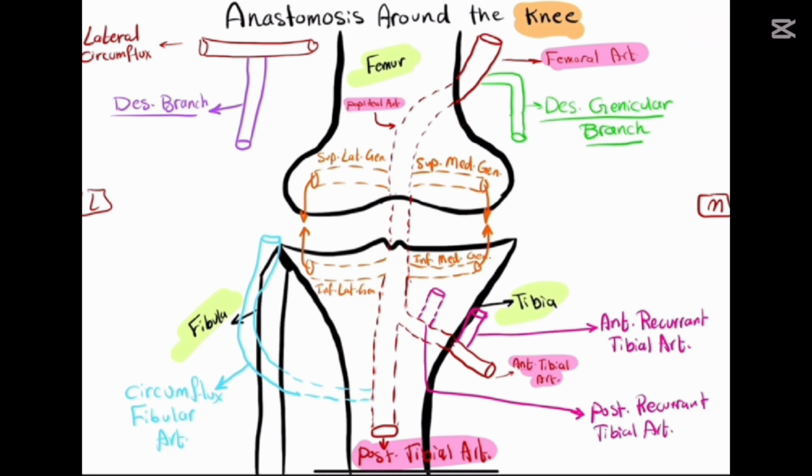The descending genicular branch will anastomose with the superior medial genicular. The descending branch will anastomose with the superior lateral genicular. Circumflex fibular artery will anastomose with the inferior lateral genicular. The posterior recurrent tibial artery will anastomose again with the inferior lateral genicular. And lastly, the anterior recurrent tibial artery will anastomose with the inferior medial genicular.